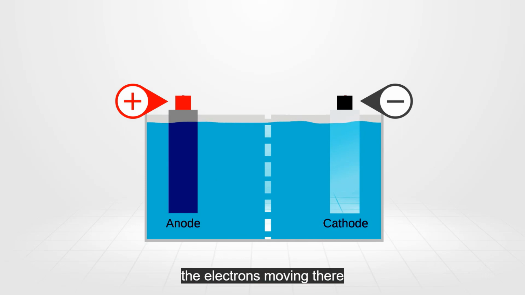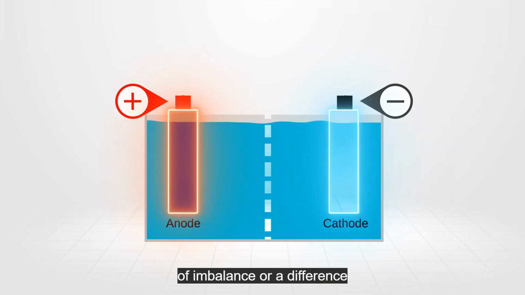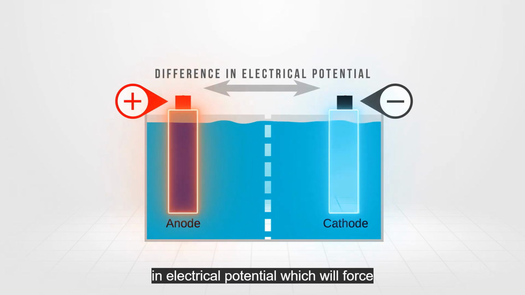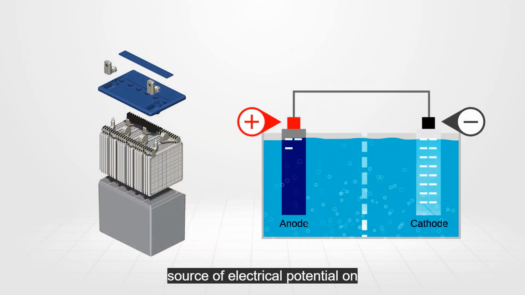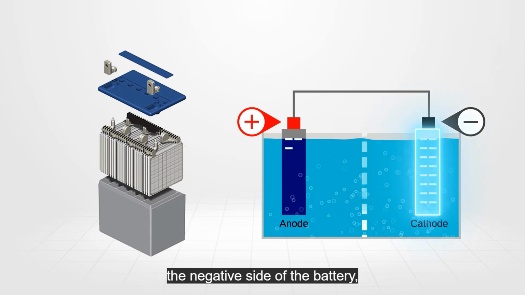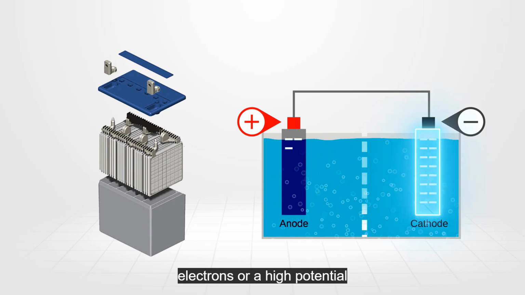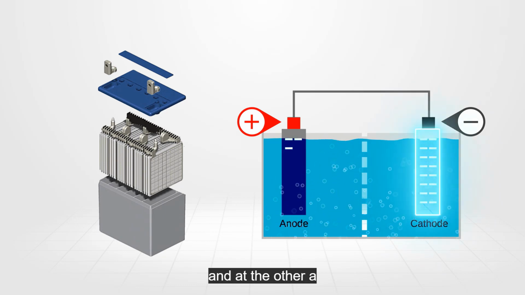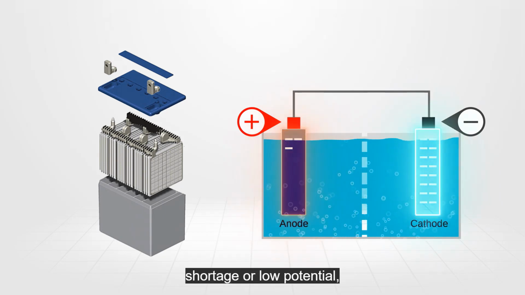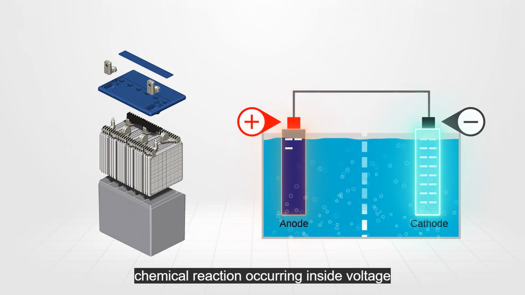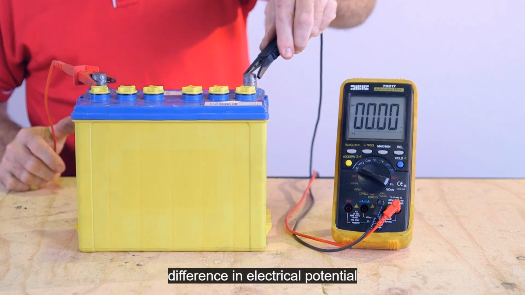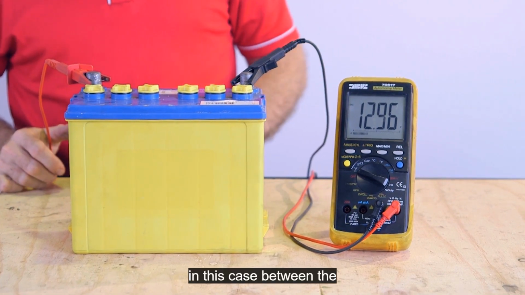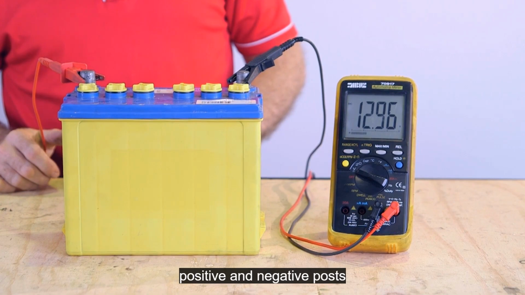To get the electrons moving, there has to be a source of imbalance, or a difference in electrical potential, which will force the electrons from their host atom. A battery is a great example as a source of electrical potential. On the negative side of the battery, there is an abundance of electrons, or a high potential, and at the other, a shortage, or low potential, which is caused by the chemical reaction occurring inside. Voltage is the measurement of the difference in electrical potential, in this case, between the positive and negative posts.